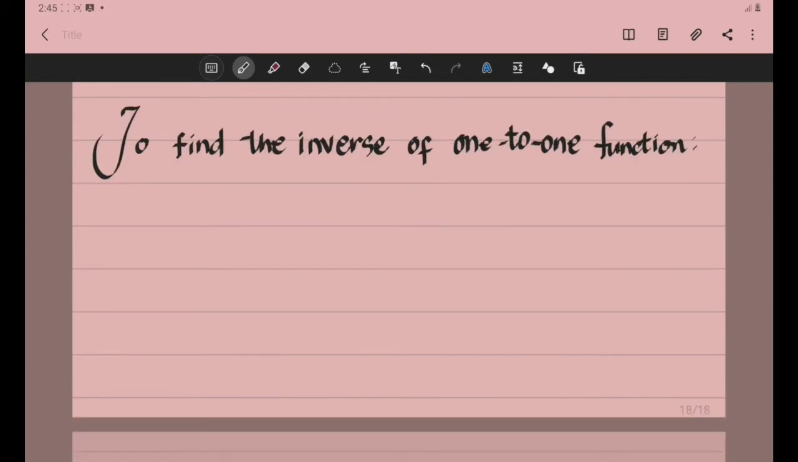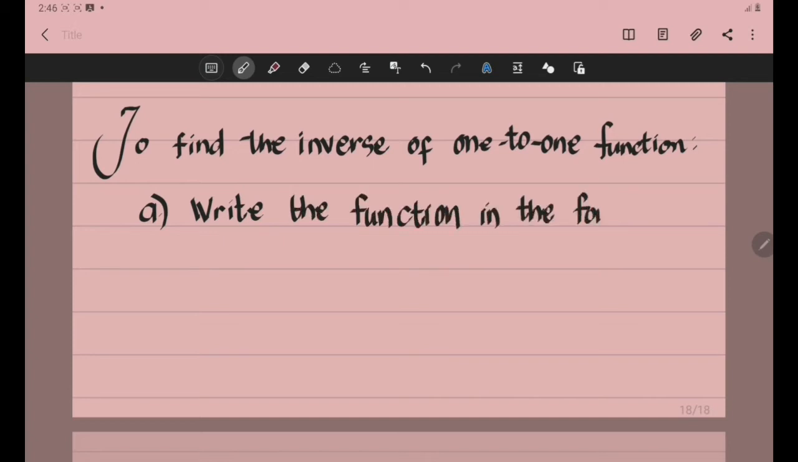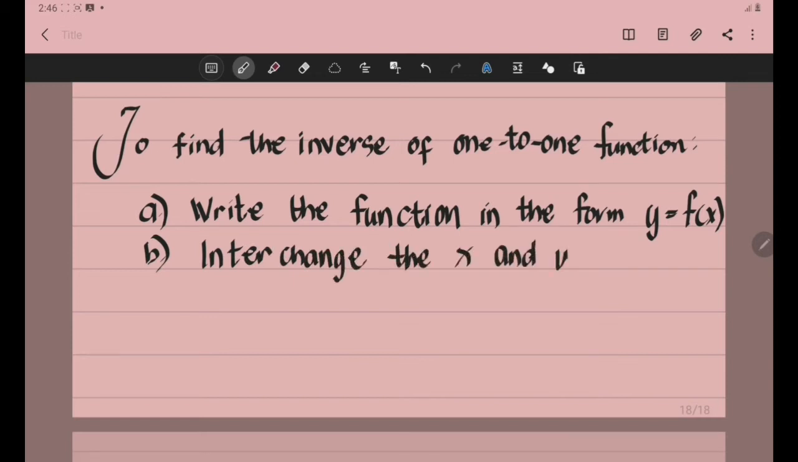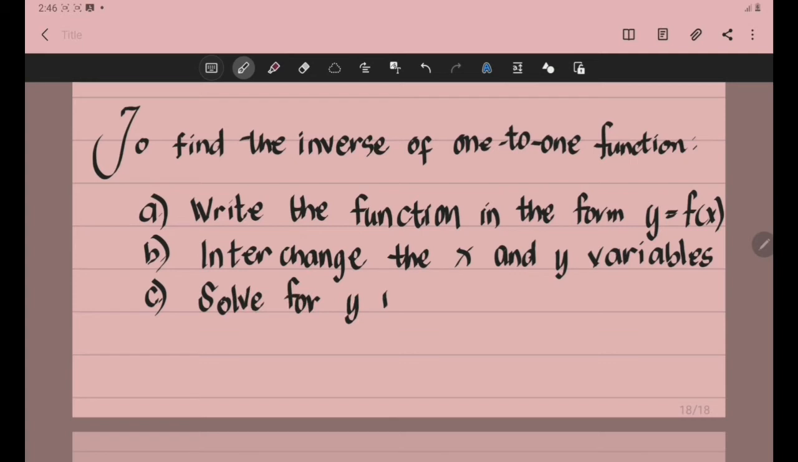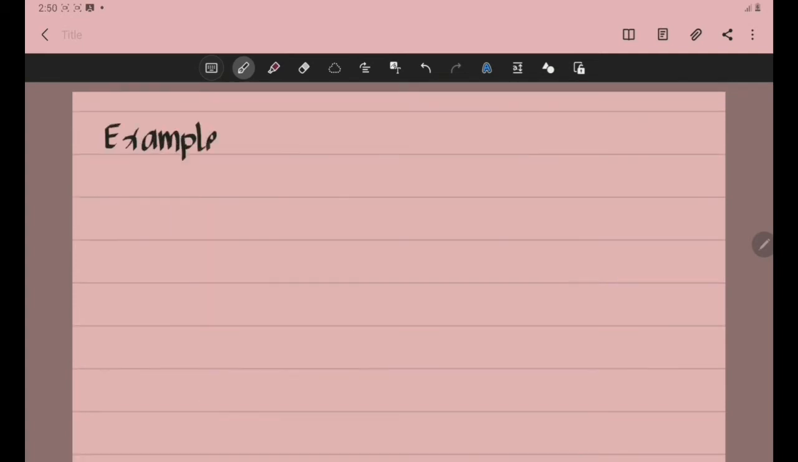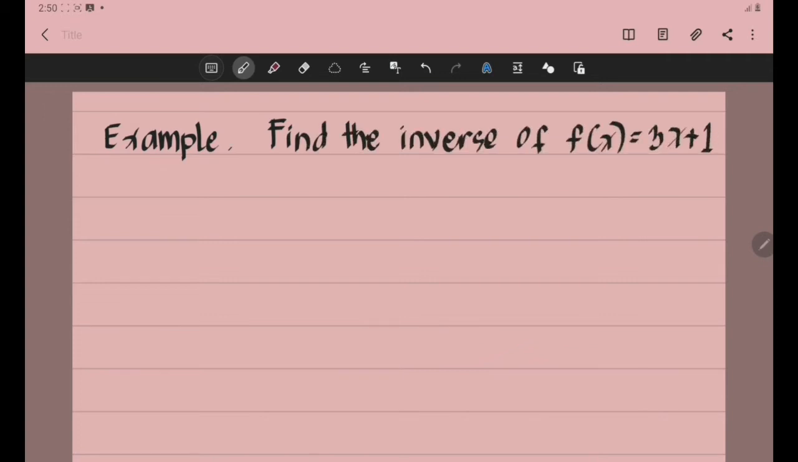How to find the inverse of one-to-one function? Step 1. Write the function in the form of y is equals to f of x. Step 2. Interchange the x and y variables. Third step is to solve for y in terms of x. Let us have an example. Let us find the inverse of f of x is equals to 3x plus 1.